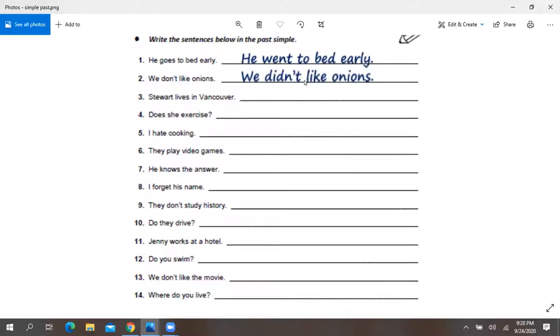We didn't like onions. Now, when you're using the simple past tense, you guys gotta be careful with the ED pronunciation. So in number three, we say, Stuart lives in Vancouver. How do you transfer that information to the simple past? Stuart lived in Vancouver. Very good. Stuart lived in Vancouver. So if you wanna take a screenshot from right now, go ahead and do it. Let me see, 9 to 10 p.m. Where are you? Right here.